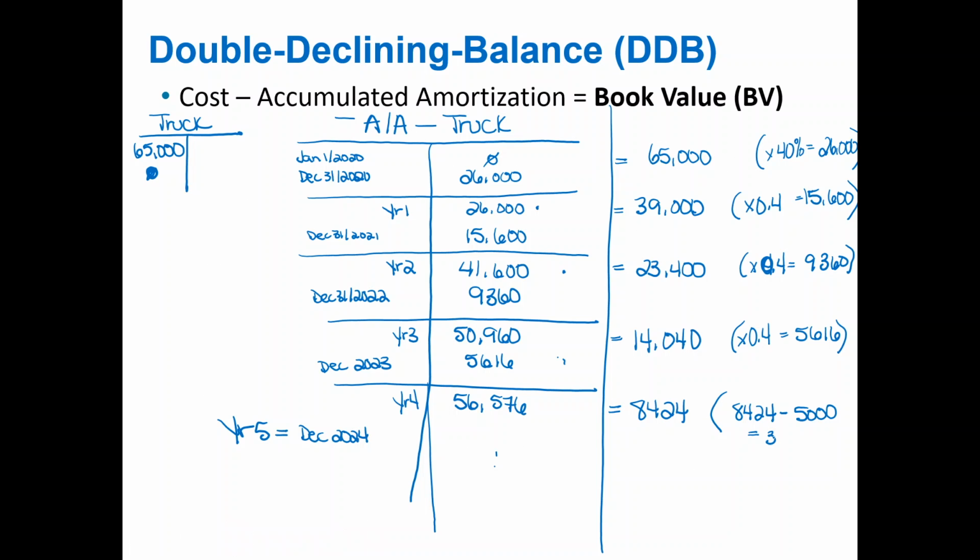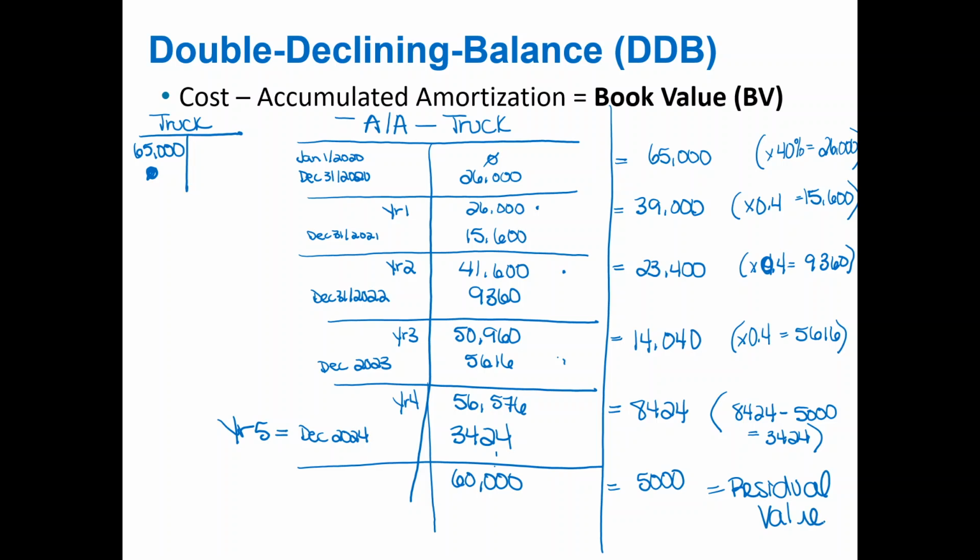So we need to book 3,424 as our amortization in this final year. So that would be the journal entry we did in year 5. If we do this, we add it up and we get to a total accumulated amortization of $60,000, which leaves us at that book value equal to our residual value.